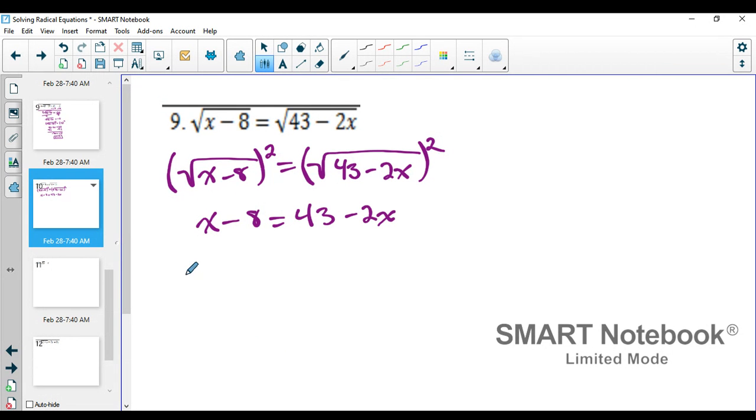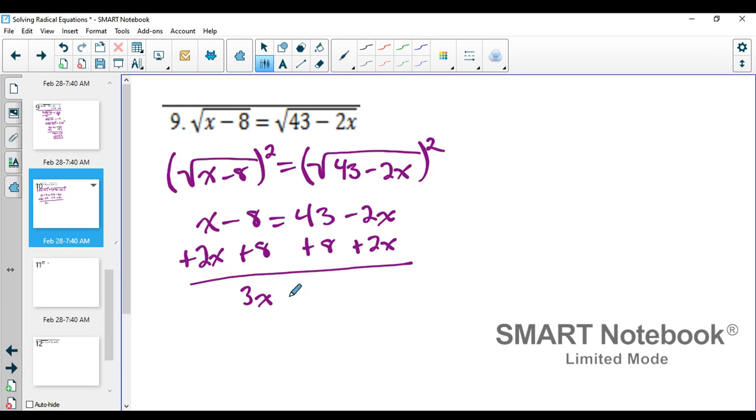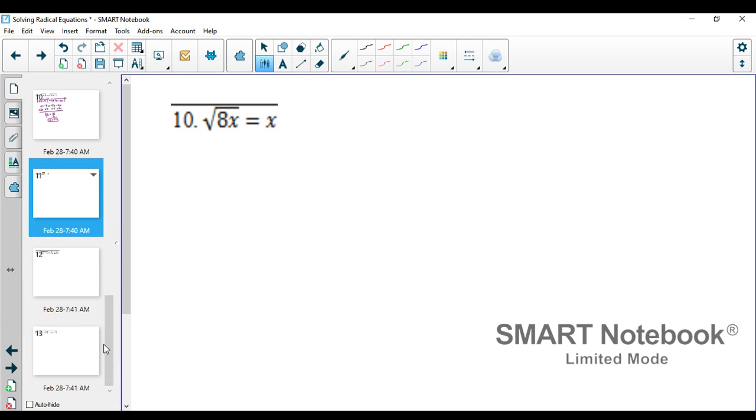And now we have a simple two-step equation to solve, and I'm going to just do all of this in one step, make it easier. So we have 3x equals 51, and divide by 3, x was 17. And voila. All right, so we have the square root of 8x equals x. Now, we have to get rid of the square root, so we're going to square both sides.